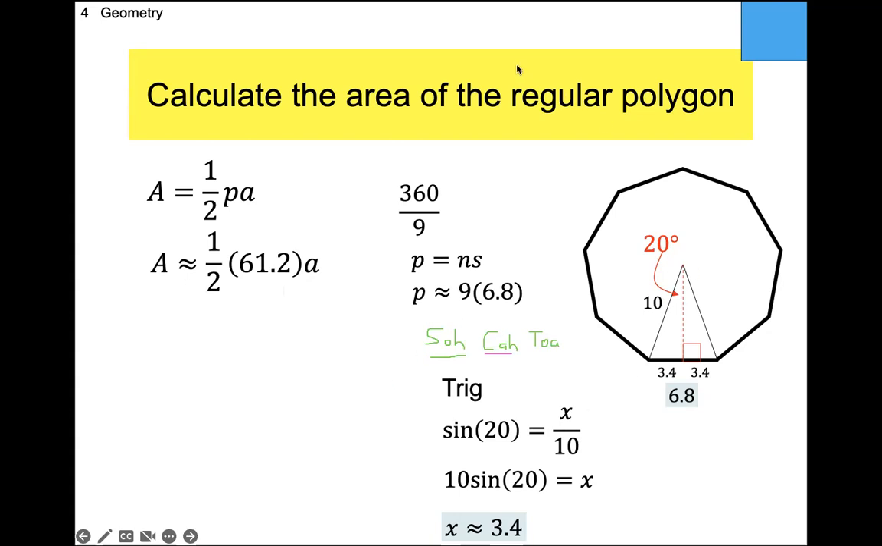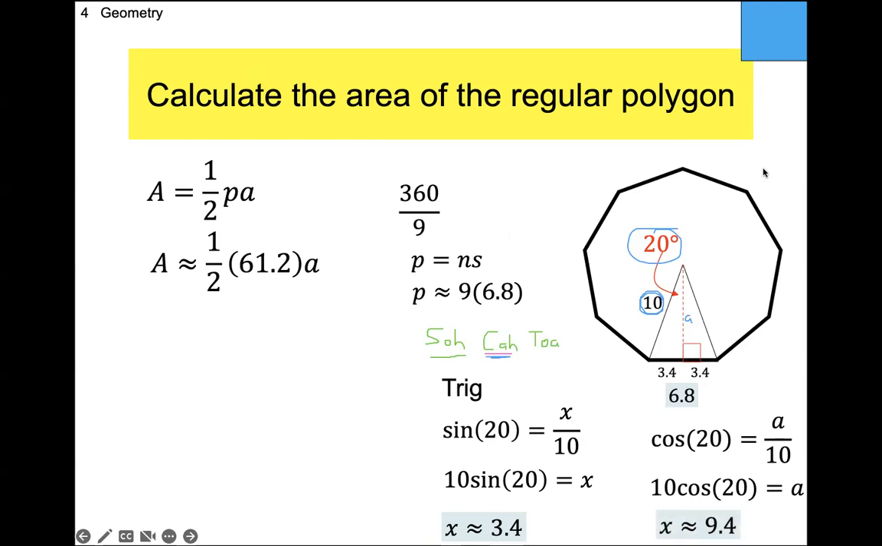In relationship to the 20 degrees right here, oops, I just showed you the answer again. In relationship to the 20 degrees, the apothem is the adjacent, and the radius is the hypotenuse. So I've got an A and an H, and A and H is cosine. Same idea: cosine of 20 is equal to A over 10. Multiply both sides by 10, grab your calculator and away you go. You type that into your calculator and you get about 9.4. Once again, verify to make sure you're getting what I'm getting.